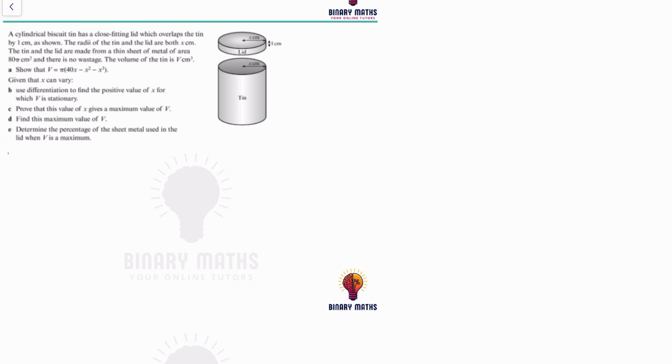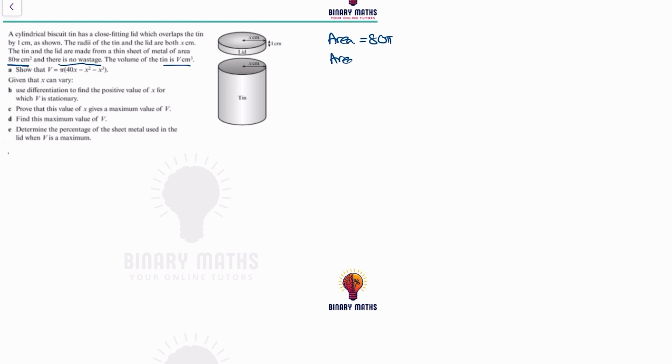Okay, a cylindrical biscuit tin has a close-fitting lid which overlaps the tin by 1 centimeter as shown. The radii of the tin and the lid are both x. And the tin and the lid are made from thin sheet of metal of area 80 pi centimeters squared, and there is no wastage. The volume of the tin is V, show that V is equal to blah blah blah. So area is equal to 80 pi.